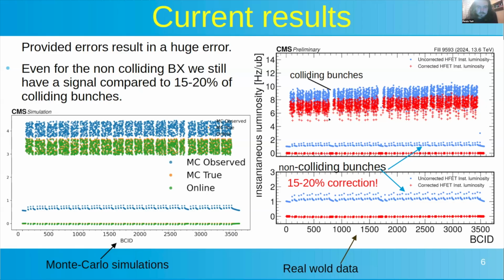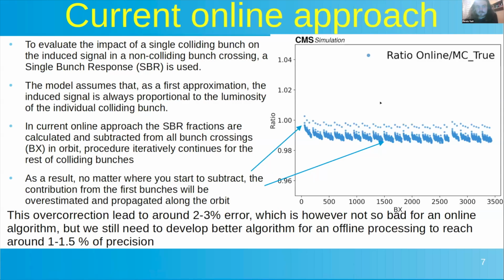As I said, it is very important for accuracy to do correction for afterglow effects and for the pedestals. Okay, so current. To evaluate the impact of a single colliding bunch, we use the so-called single bunch response model.